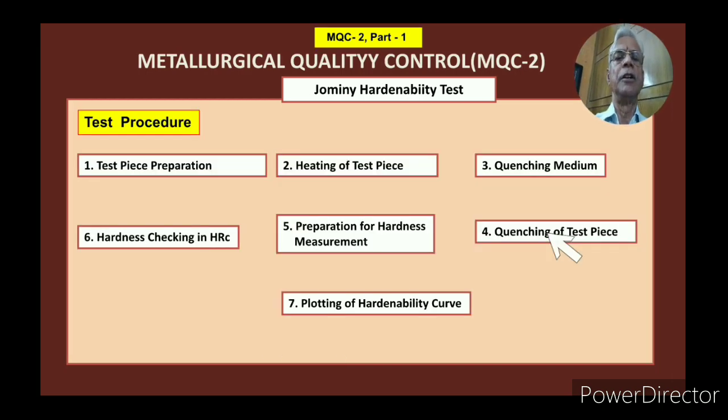Test procedures. The first thing is test piece preparation. Second is heating of the test piece in the muffle furnace. Then the quenching medium is generally water. Then quenching of the test piece, you have to quench it in the Jominy apparatus. Then preparation for hardness measurement: you have to grind it, 2 flats are to be ground. Then hardness checking in HRC. Generally hardness is taken in HRC at different points, but people are also checking in VPN. Some drawings mention VPN also, but in general the checking is in HRC. And the last one is the plotting of the hardenability curve.